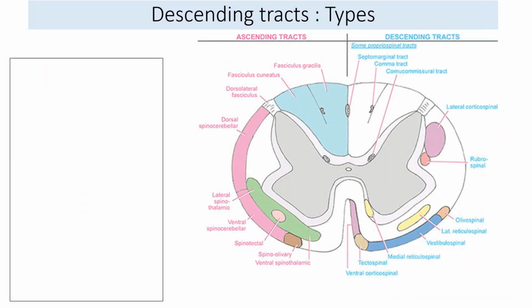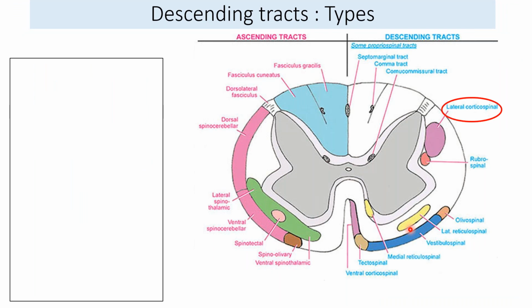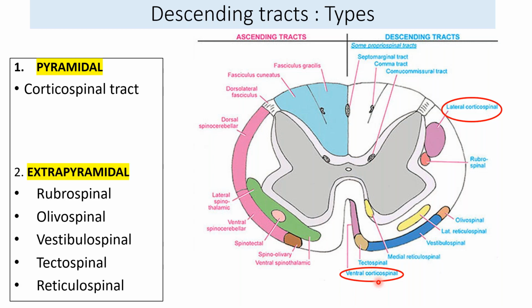Now, the descending tracts, as I've described, are arranged in the anterior and the lateral funiculus. Let's see what those descending tracts are. This is the first tract, which is the lateral corticospinal tract along the lateral funiculus. In the anterior funiculus, most anterior, this is the ventral or the anterior corticospinal tract. These two, the anterior and the lateral corticospinal tract, are basically the pyramidal tract. The extrapyramidal ones are the rubrospinal, olivospinal, lateral vestibulospinal, tectospinal, and reticulospinal.